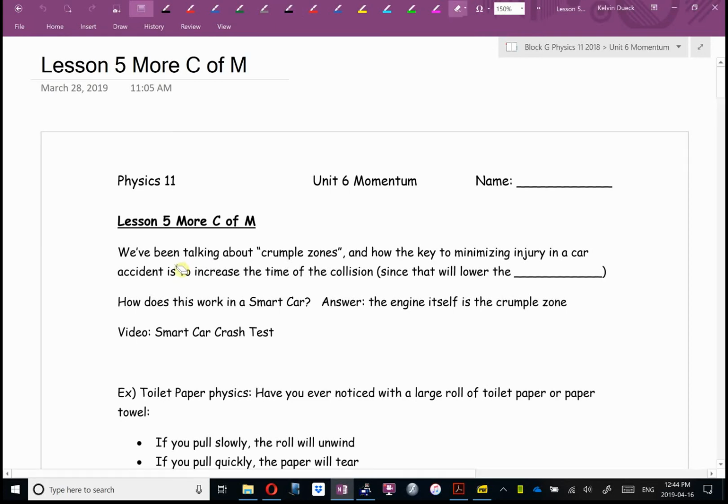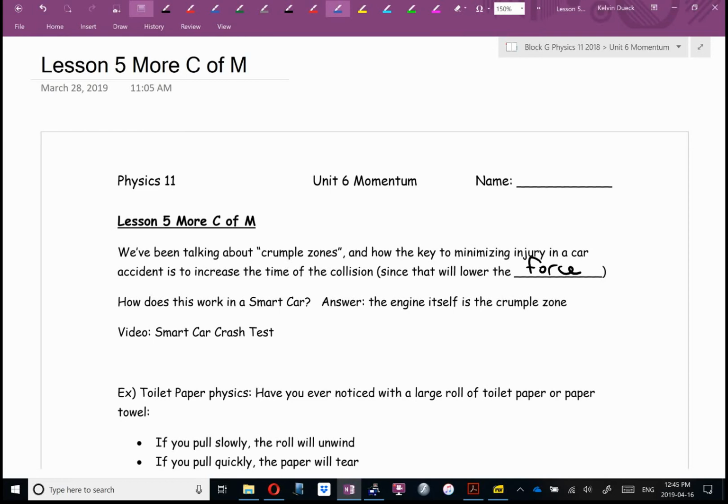Here we go. We've been talking about crumple zones and how the key to minimizing injury in a car accident is to increase the time of collision. If I can increase the time of collision, what does that lower? Yeah, because impulse, which we're stuck with in a collision for a single car, is force times time. So if I can increase time, force gets small.